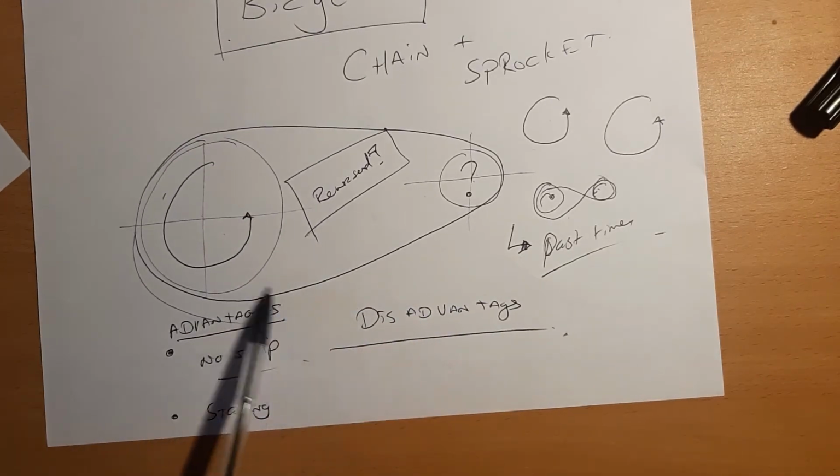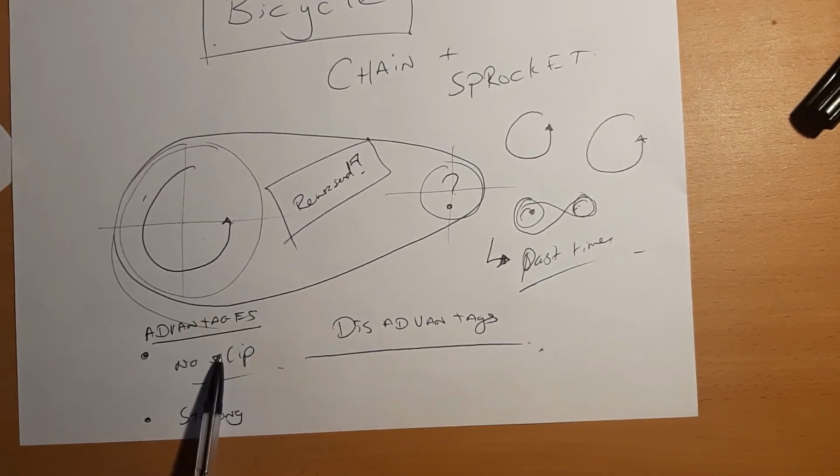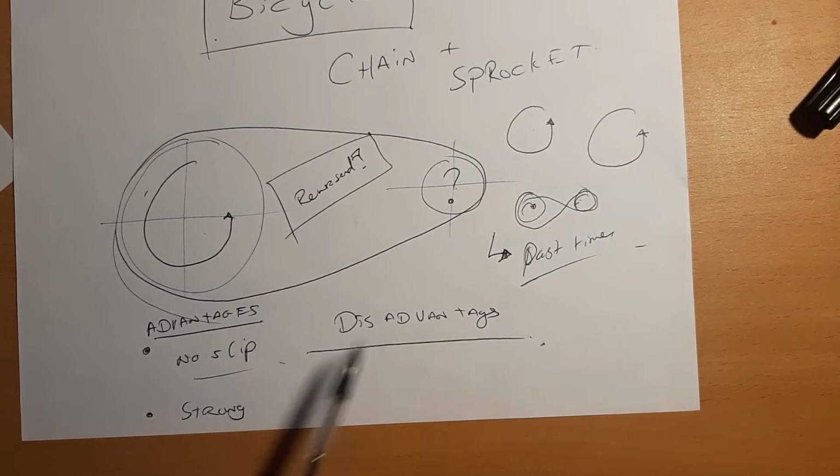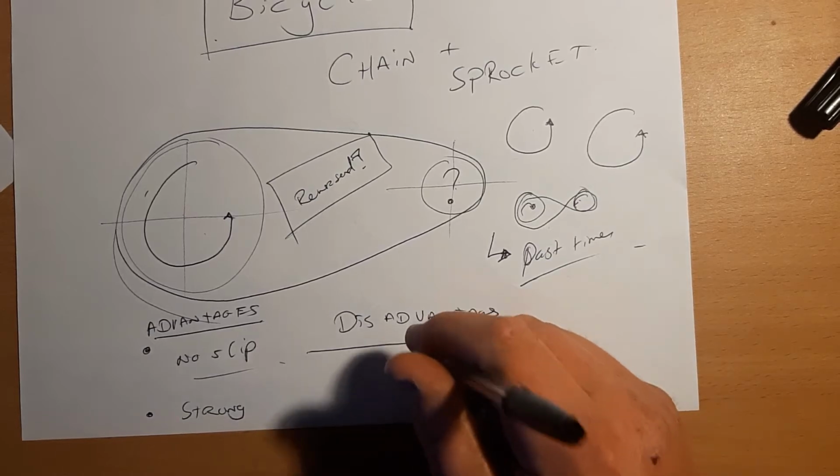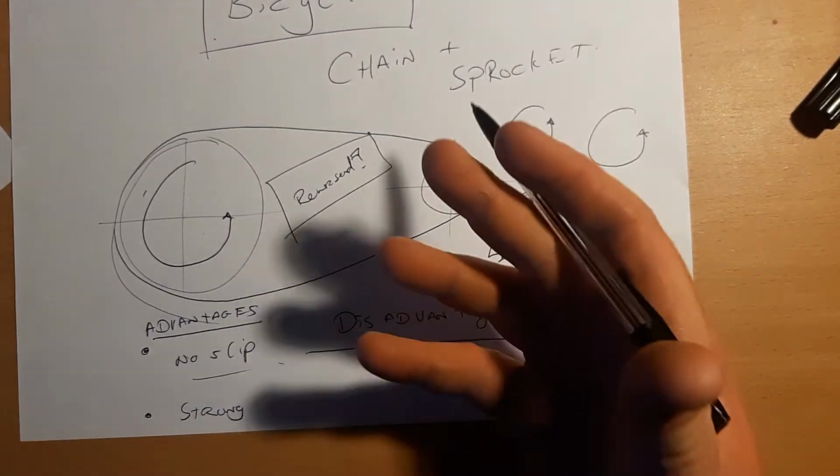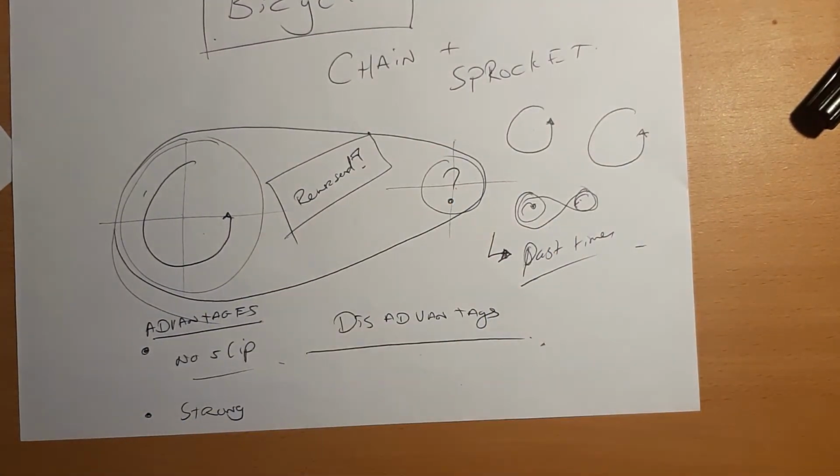Again, you're going to look at advantages. So again, the advantages of this one, it does not slip. They're very, very strong. Again, disadvantages, they can be quite heavy. They have to be greased. They have to be oiled. Again, if it's made of plastic, you wouldn't have to do any of that.